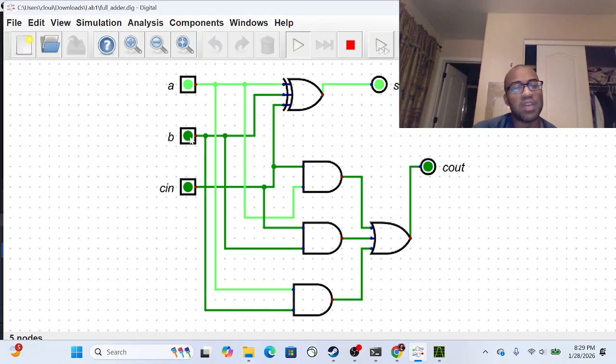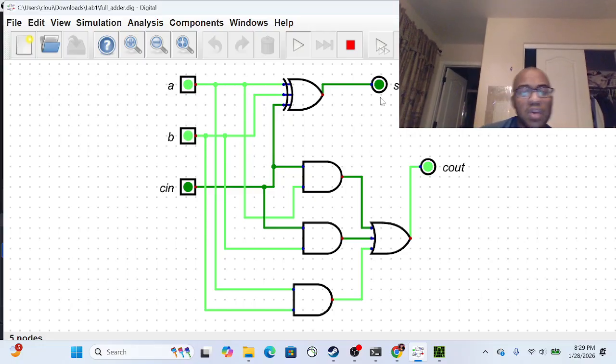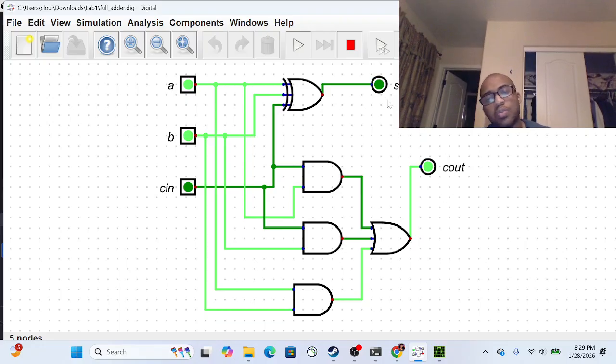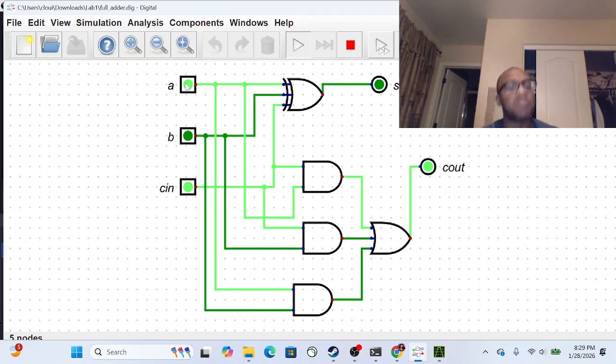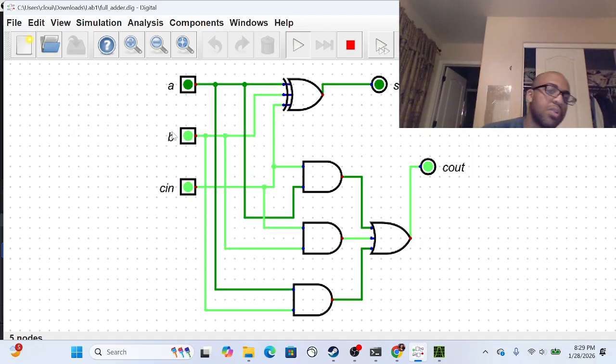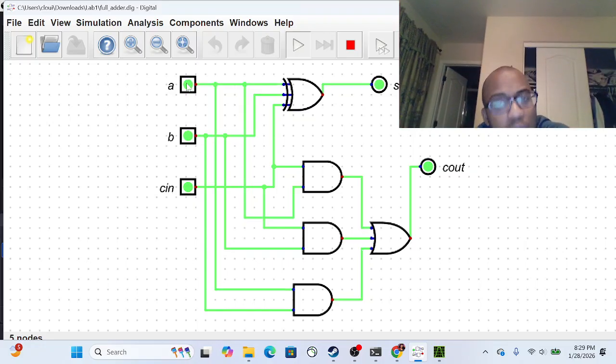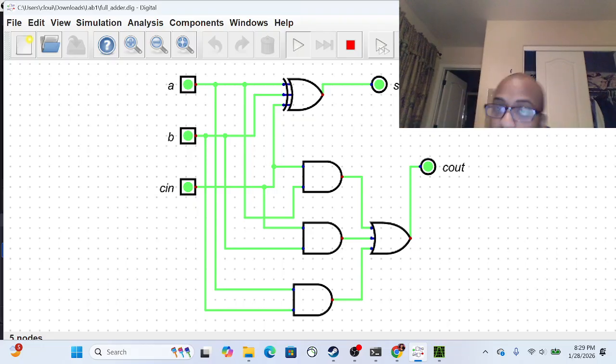Testing some values, A plus B with the equivalent of 1 plus 1 plus 0, you get 1 0, which is 2. The carry is in the 2's place and the sum is in the 1's place. If you add A plus C in, meaning 1 plus 0 plus 1, you also get the same result, and the same with 0 plus 1 plus 1. But if you get 1 plus 1 plus 1, you get 1 1, which is 3.